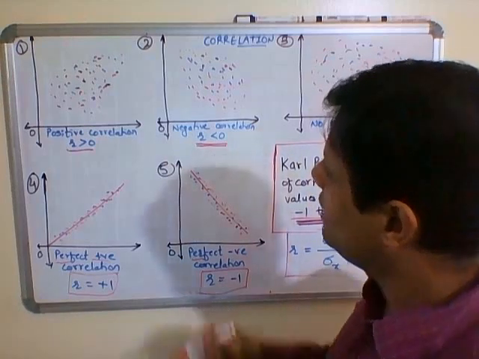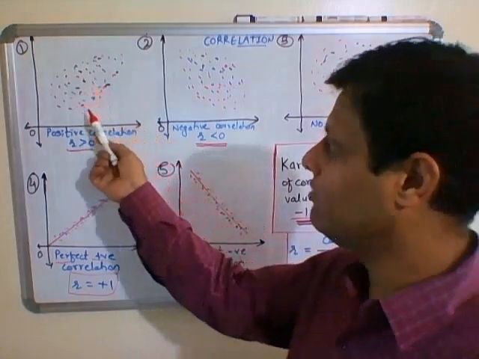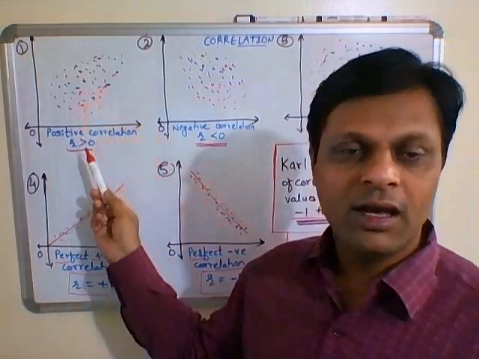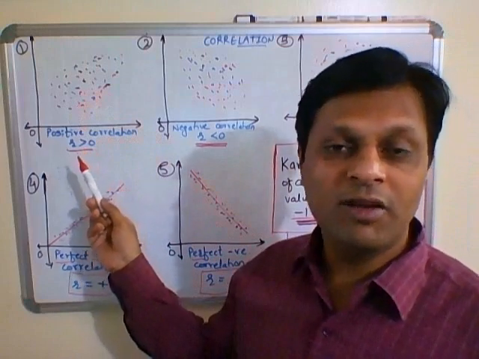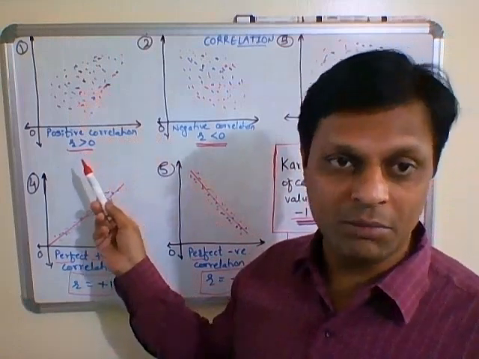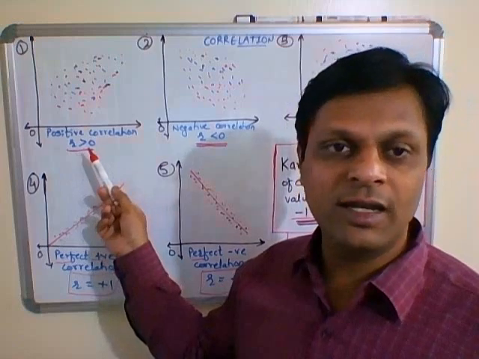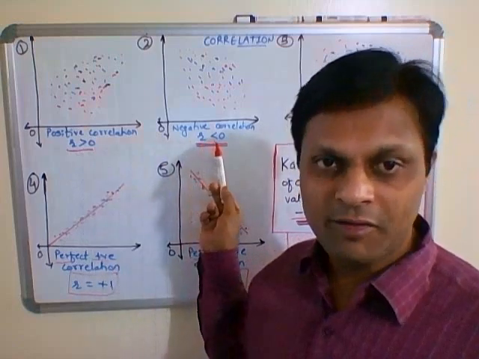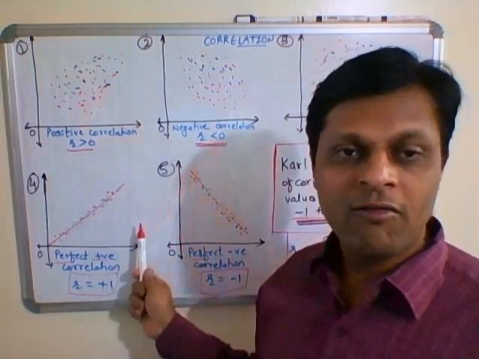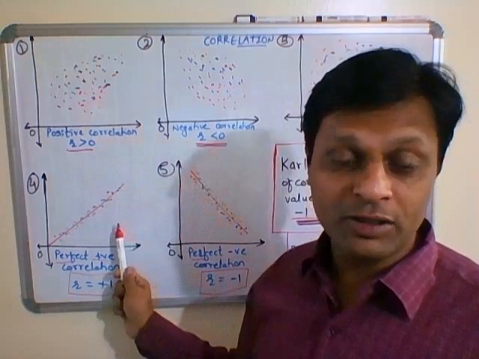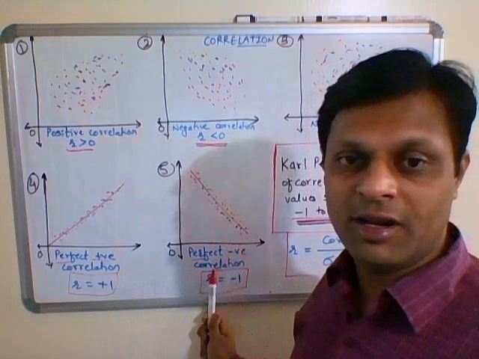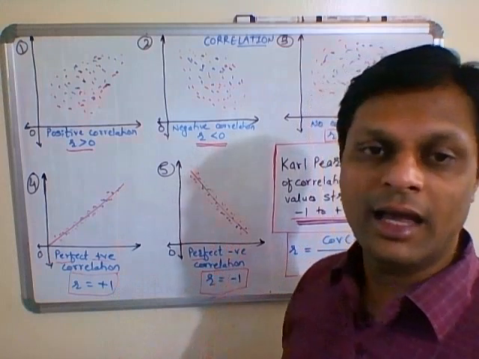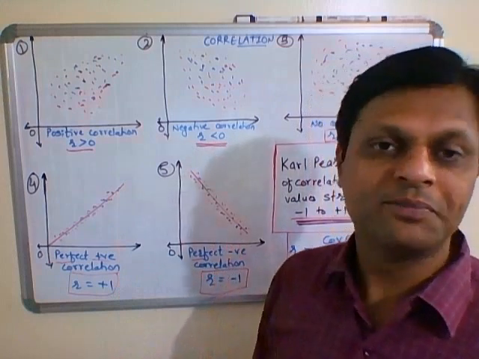So we can understand, if a correlation exists and is positive, the correlation coefficient, where we are quantifying the relationship, where we are measuring the relationship in number form, will carry a positive value. When it is negative, it will carry a negative value. When it is perfect positive, it will be exactly +1. When it is perfect negative correlation, it will carry the value exactly -1.